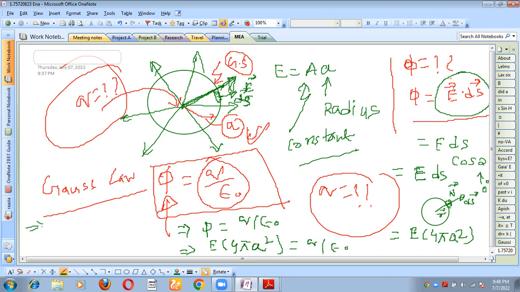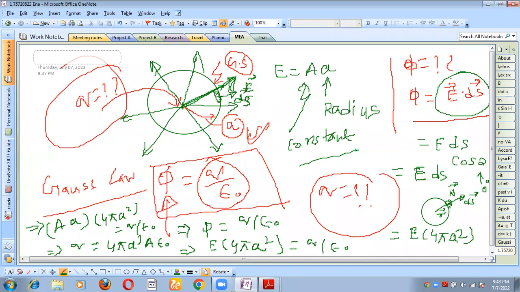Now what we should do? Put the value of electric field, that is A into a, and it is 4 pi a square, and that is Q by epsilon naught. From here we will get the charge. Q should be equal to 4 pi A a cube epsilon naught. Everyone understood this? How we got 4 pi A a cube epsilon naught? Anyone having any doubt, please ask.